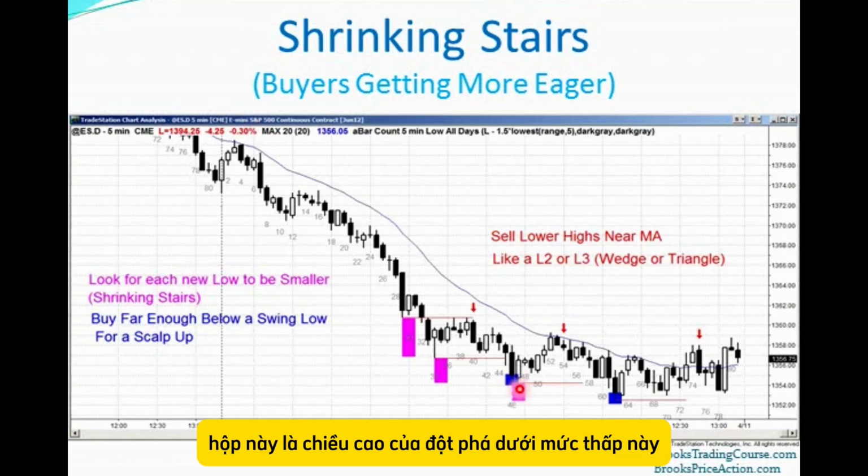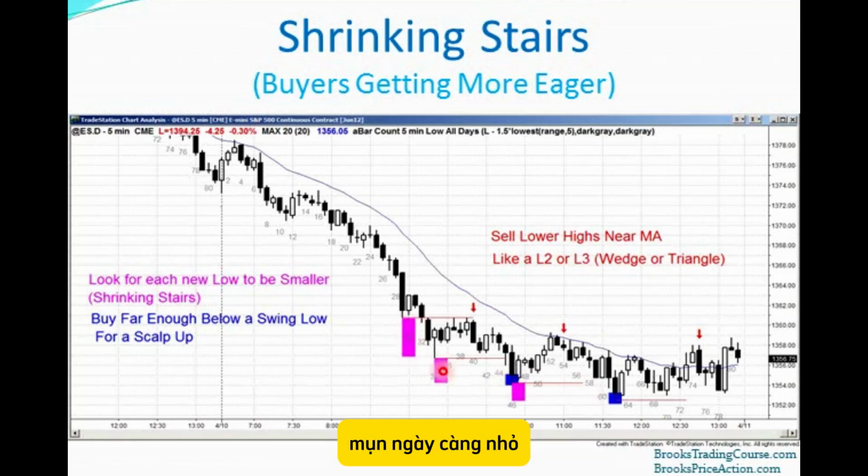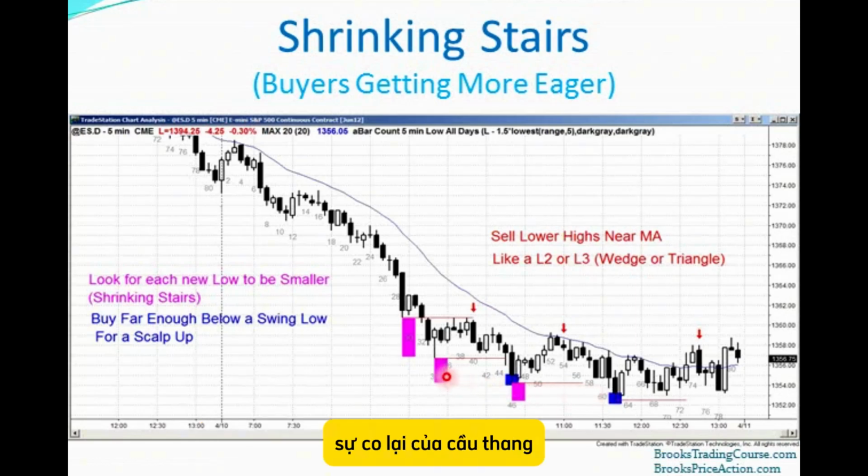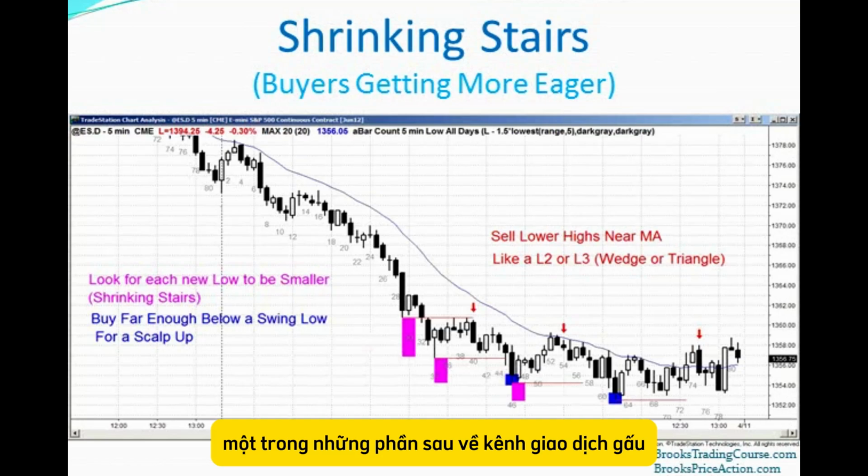This box is the height of the breakout below this low and the next swing low. And you can see how the breakouts are getting smaller and smaller. So the bears are losing momentum, and there are trades you can make based upon the shrinking of the stairs. You can fade the breakouts, and I talk about that in one of the later sections on trading bear channels.